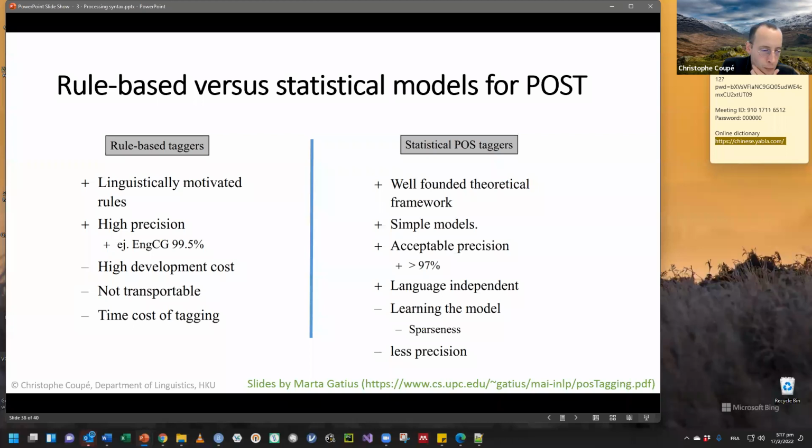Of course, to train the model, you need a lot of examples. It's not perfect either. So it's not like everything is black and white. It's more like a matter of gray tones. But I would say statistical taggers may be winning the game right now. I would suggest that. But we can compare different aspects.